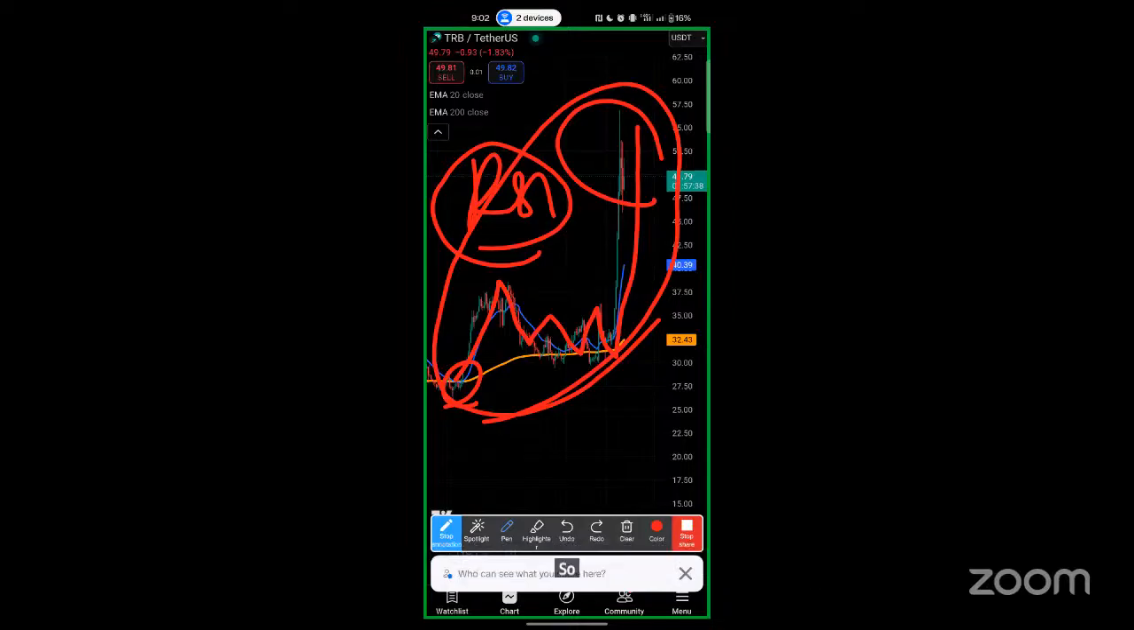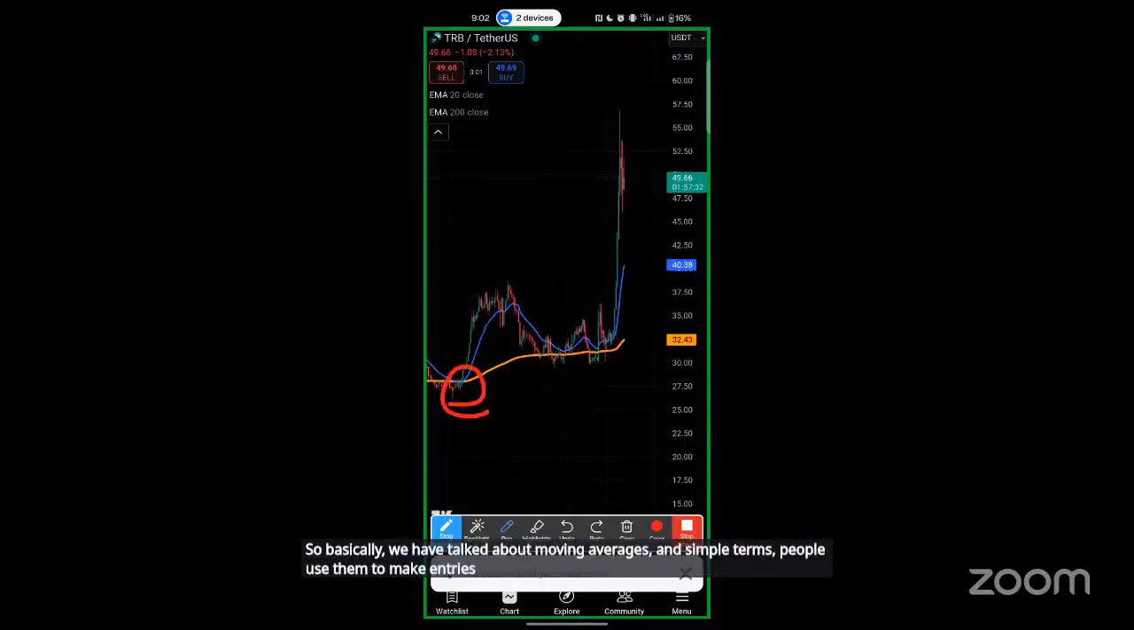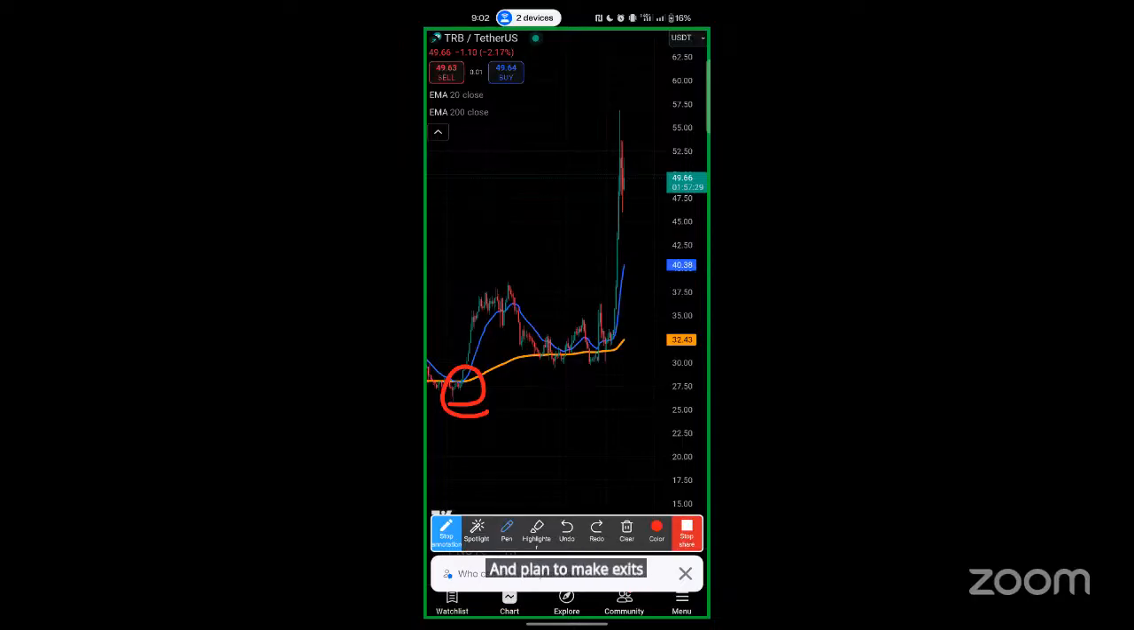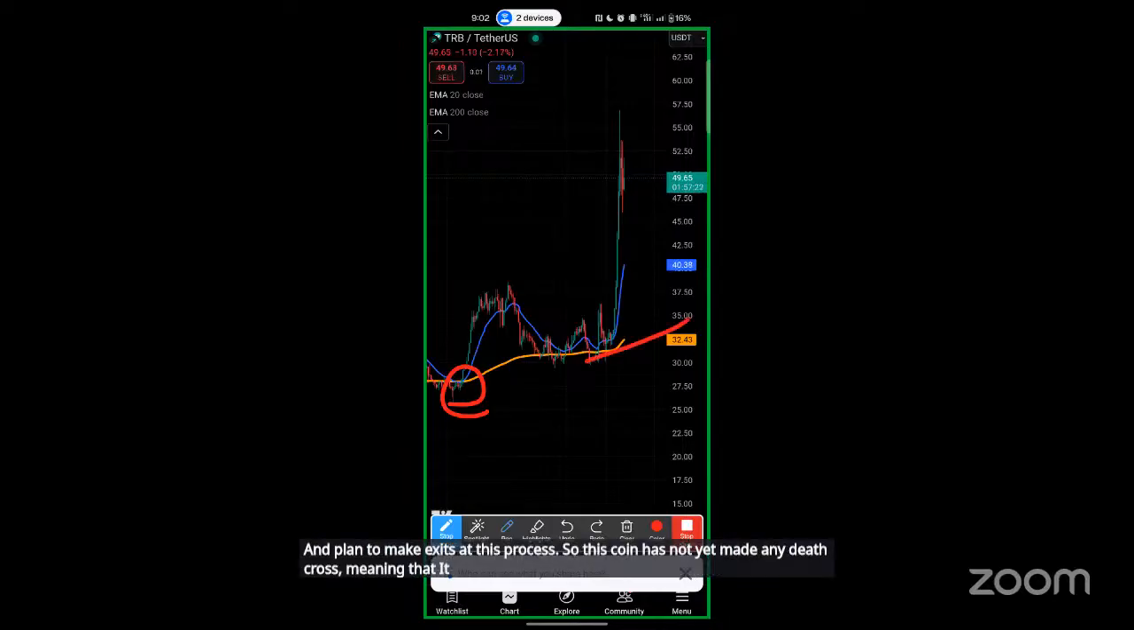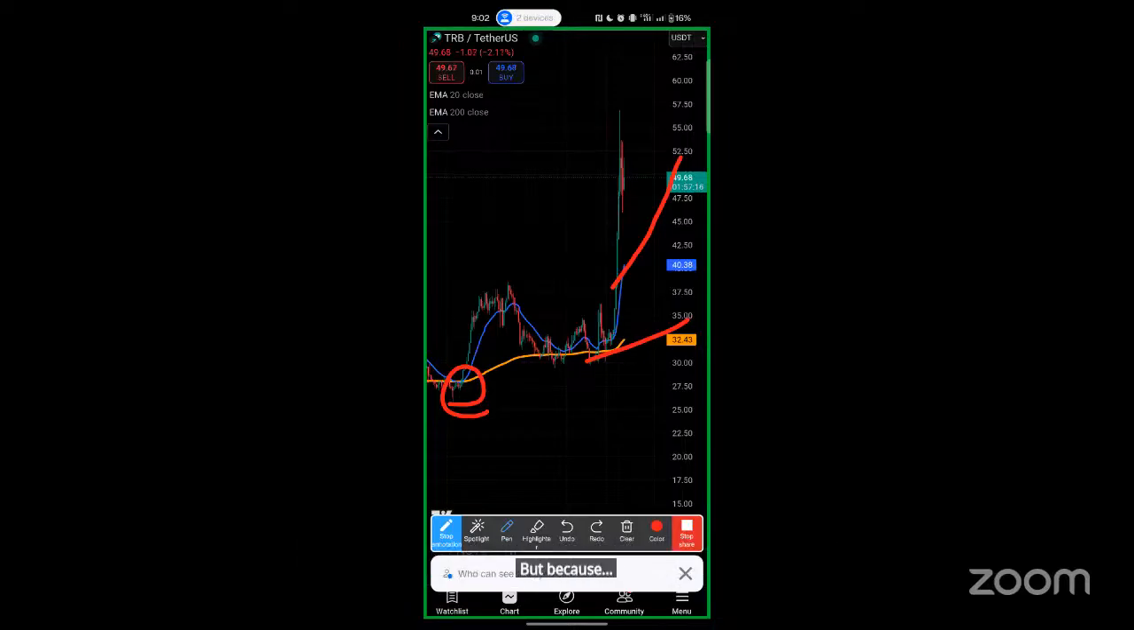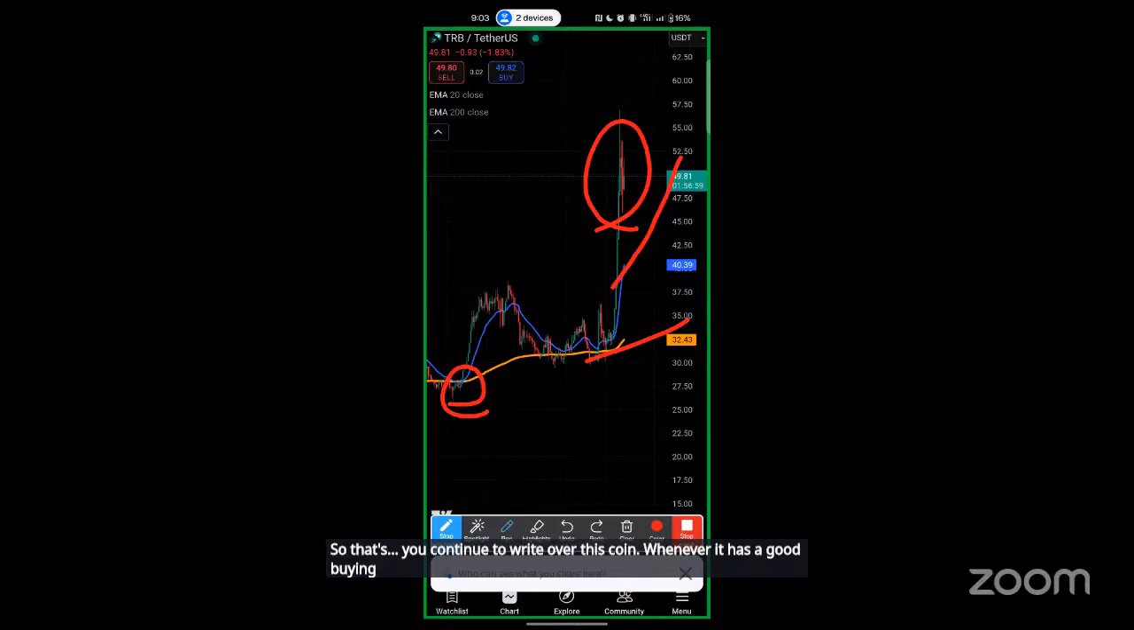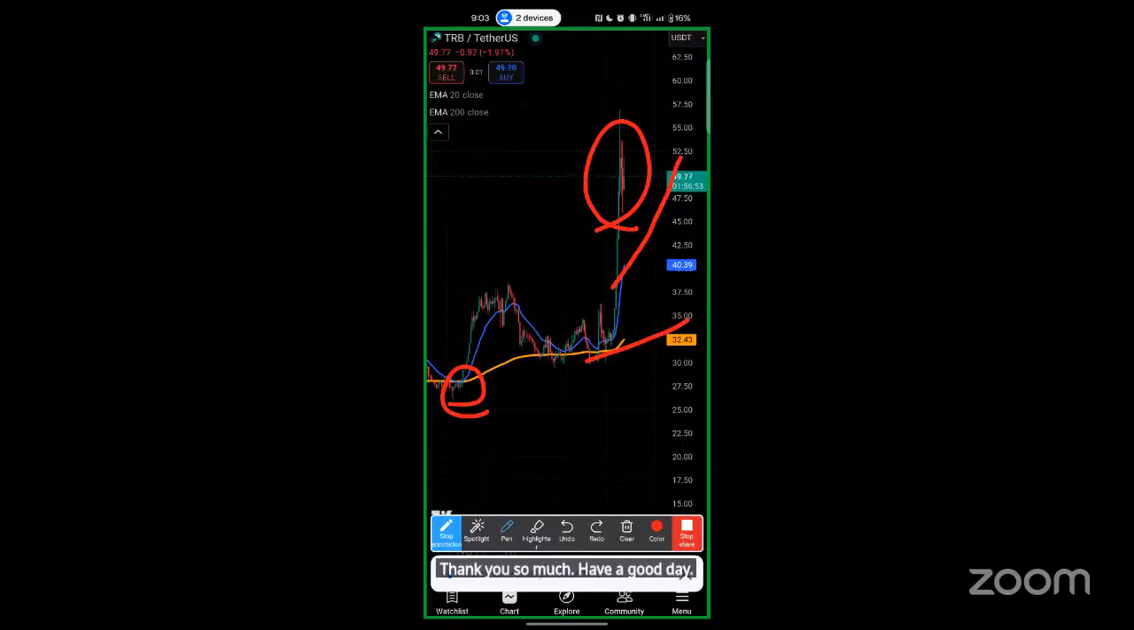So basically, we have talked about moving averages. In simple terms, people use them to make entries at golden crosses and plan to make exits at death crosses. This coin has not yet made any death cross, meaning that it still shows more power of continuity to the upside. But because there are usually retracements, the RSI could help you continue to ride this coin whenever it has a good buying opportunity, which we shall discuss tomorrow. Thank you so much. Have a good day.